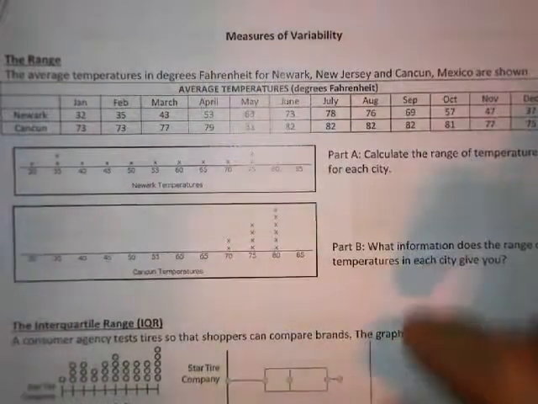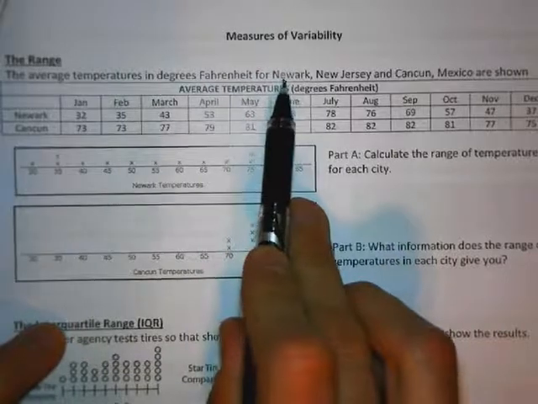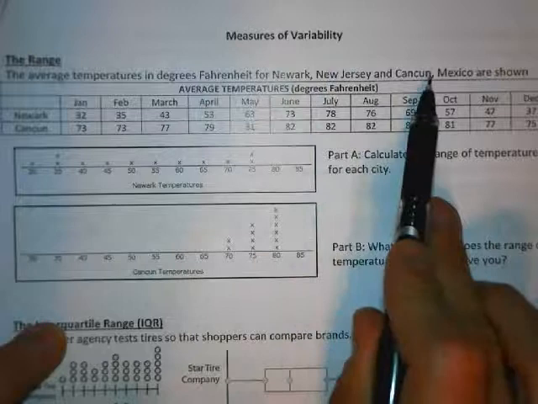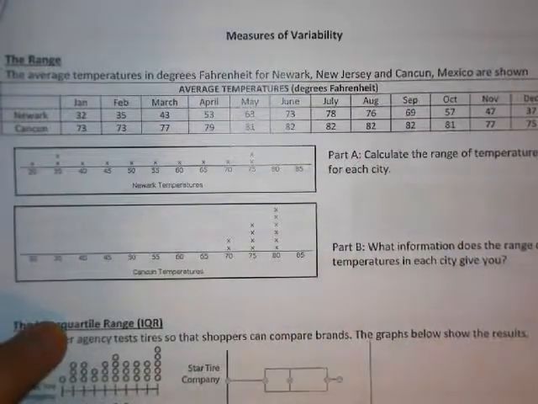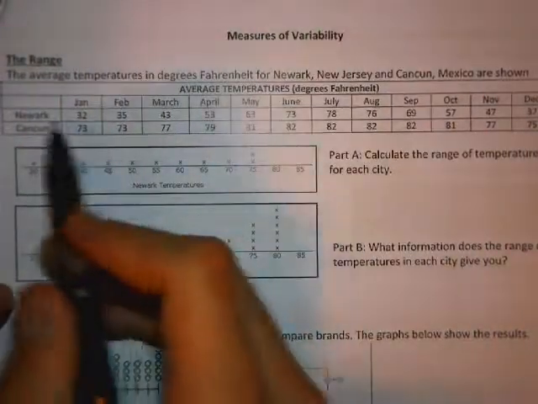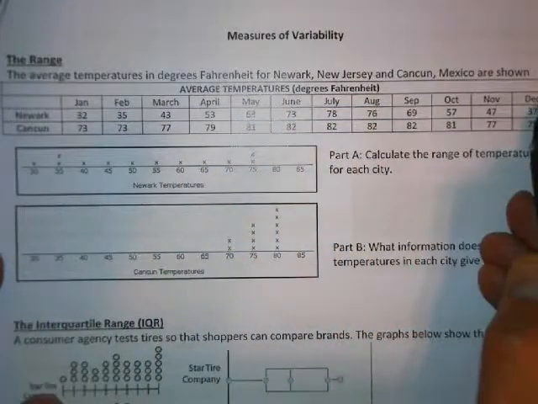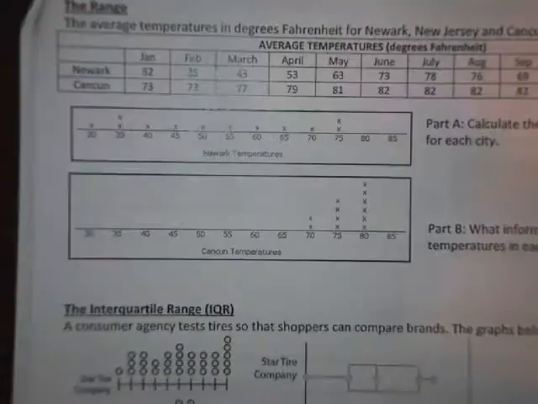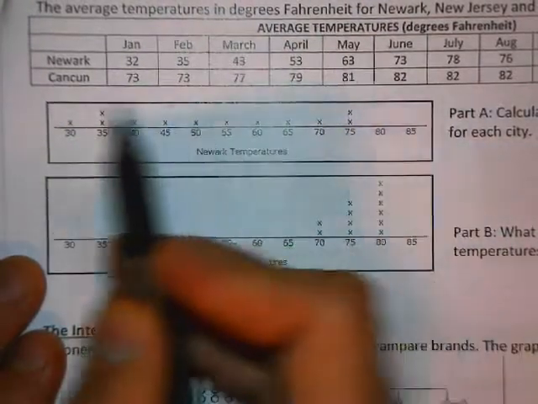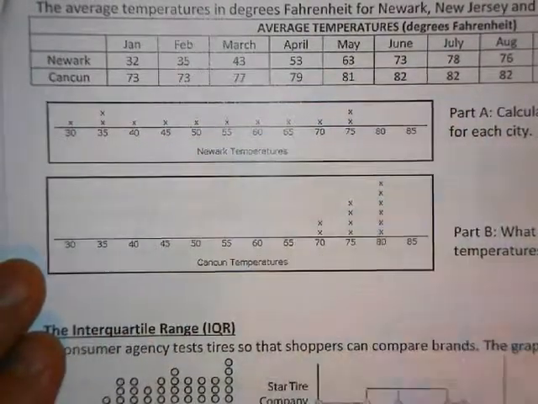Okay. So what you have before you is a list of temperatures in degrees Fahrenheit for Newark, New Jersey, and Cancun, Mexico. Which of these two places would you rather go to? Well, the temperatures might be a helpful way to make that decision. And so this is in table form, all the temperatures through the year, but we've also got it in a dot plot. And this is helpful because we can see right away when we have it in a dot plot visually, there's a big difference between these two places.